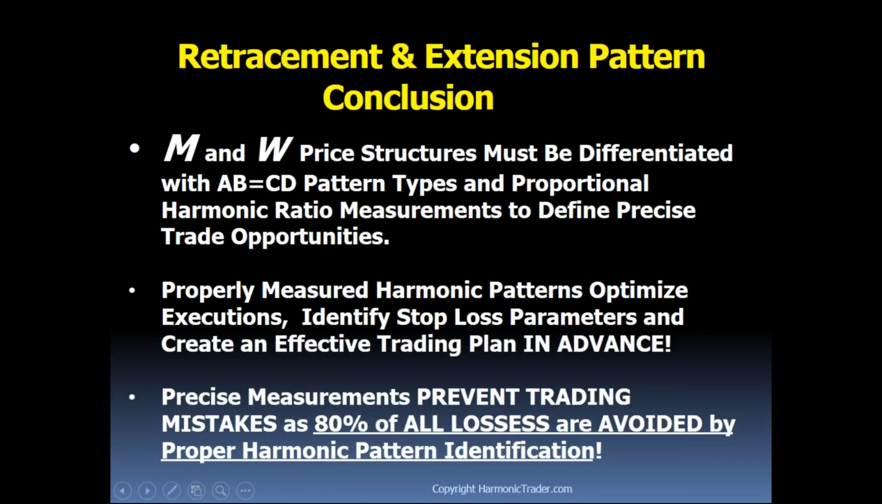Now, I went through a lot of information here. It's important to review the retracement and extension patterns because these M and W price structures must be differentiated with the correct ABCD pattern types and the proportional harmonic ratio measurements to define precise trade opportunities. I mean, that's really what this is all about. We can trace out patterns all day long, but we need to get from drawing patterns to an actual harmonic pattern trading opportunity. To do so, we've got to measure harmonic patterns properly and optimize execution, identify stop loss parameters, and create an effective trading plan in advance.